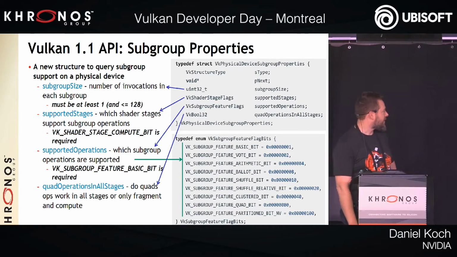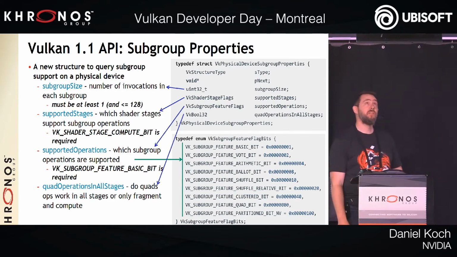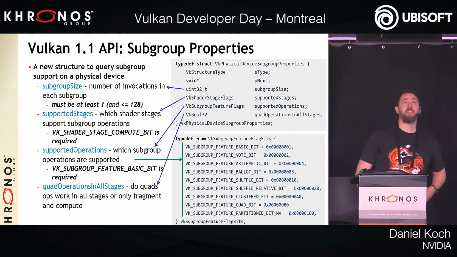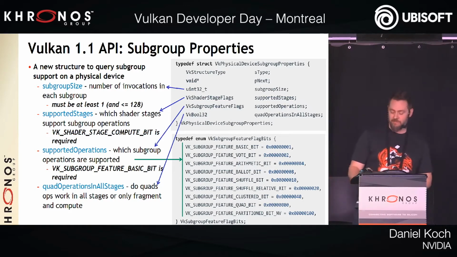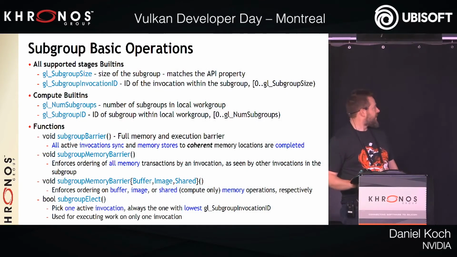The other thing to keep in mind is that the only one that's actually required in Vulkan 1.1 is the basic feature bit. And finally, there's the quad operations in all stages. One of the sets of operations is quad operations, which is typically used in a fragment shader. But some implementations may support them in other shaders as well. So this is basically, are they only supported in fragment and compute shaders, or can they be supported in all of them?